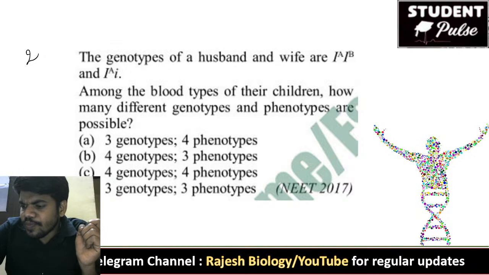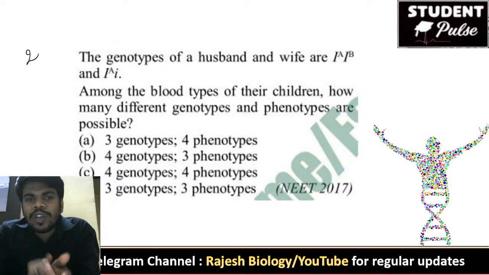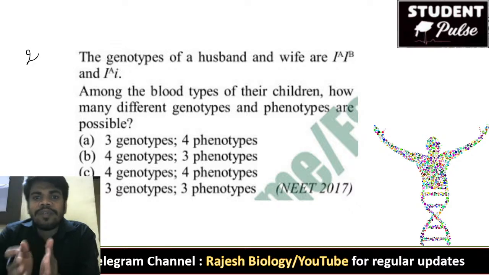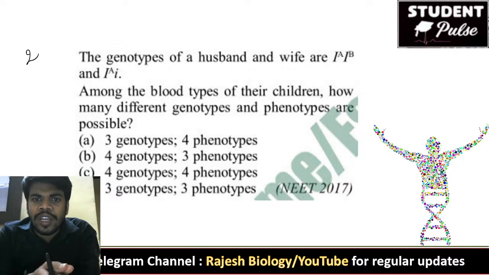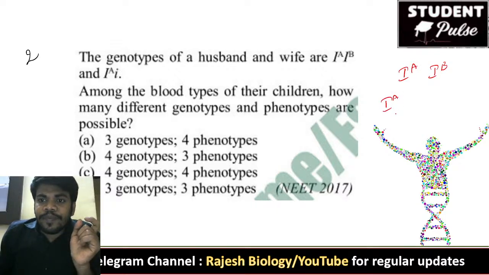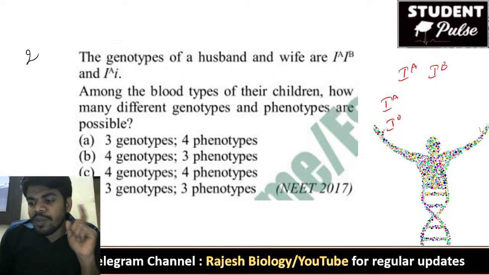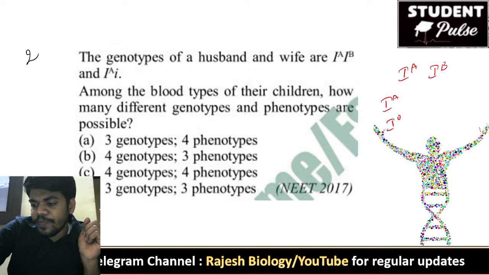Second question. Try to solve this question, Lokesh. The genotypes of husband and wife for their blood group: husband blood group is AB, IA IB, and the wife blood group is A. Among the blood groups of their children, how many different types of genotypes and phenotypes are possible? Genotypes and phenotypes also you have to mention.